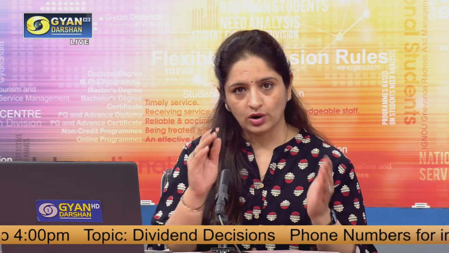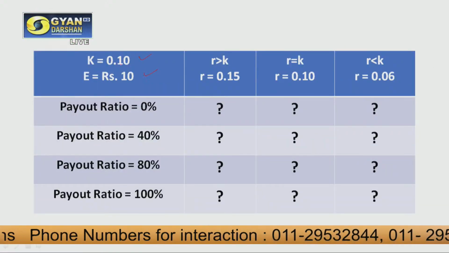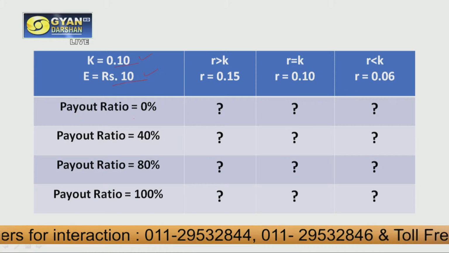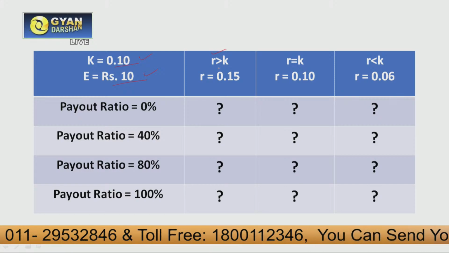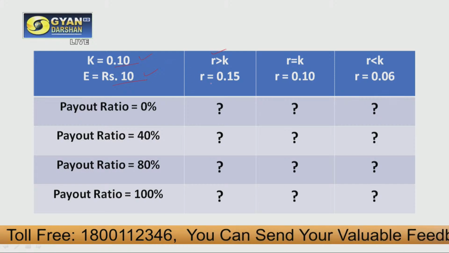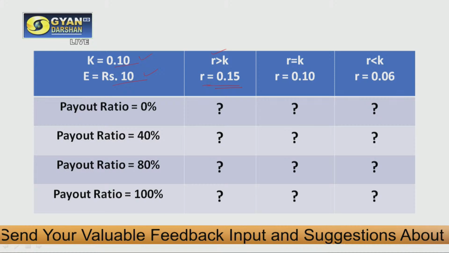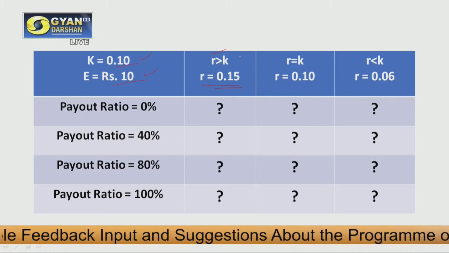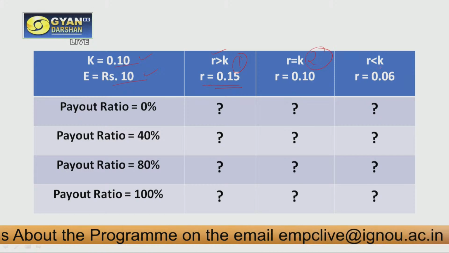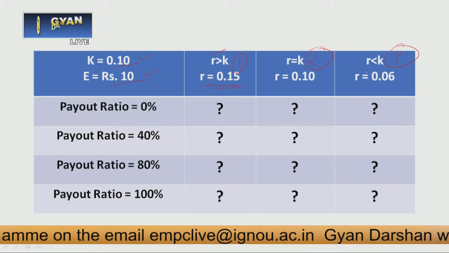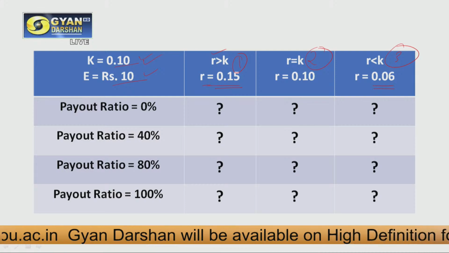So this whole question can be summarized in the form of this table. Here K is 10% in our question and E is 10, which is constant for all the situations. There is one situation when our R is more than K. So R is 15% in this case and K will remain fixed, that is 10%. So this is case 1. Case 2, whenever R is equal to K, that means R is also 10% and K is also 10%. And third case, when our R is less than K. So R in this case is 6% and K will remain the same, that is 10%.